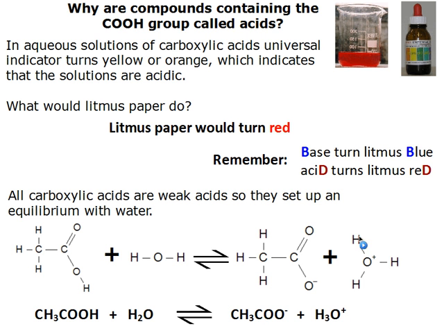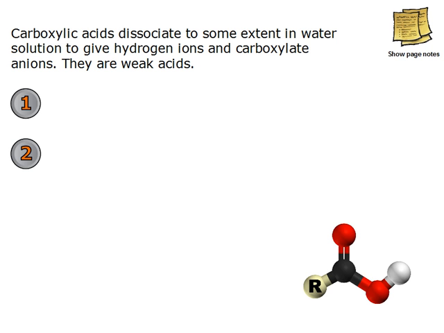Now because we've got more H3O+ in solution, that's going to impact on the pH. So pH will drop below 7, and that's why carboxylic acids are acids. They're able to form the H3O+ ion in solution. So carboxylic acids dissociate to some extent in water. They are weak acids, so they don't readily dissociate.